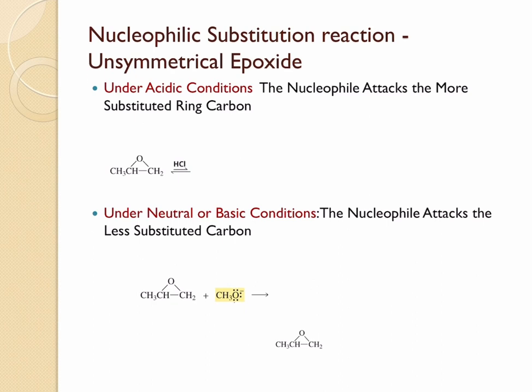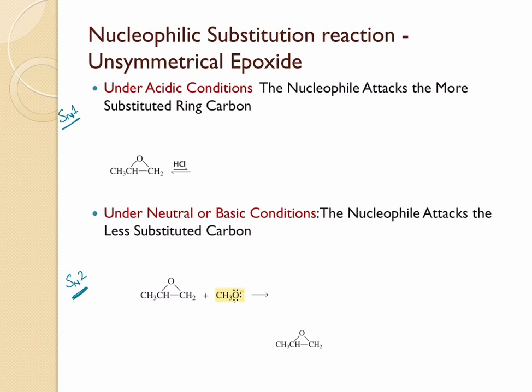When you take an unsymmetrical epoxide, the nucleophilic substitution product that will be obtained under acidic conditions and under neutral and basic conditions would be different. Let's see how this is going to be different. Under acidic conditions, it's going to pretty much follow the SN1 mechanism, where the nucleophile will attack the most substituted carbon, whereas under neutral and basic conditions, it's going to follow the SN2 mechanism, where the nucleophile will attack the less sterically hindered carbon.